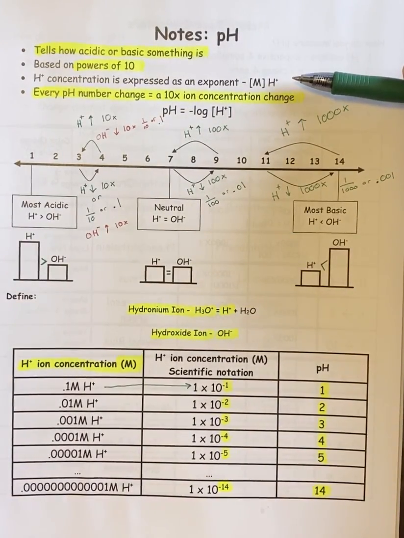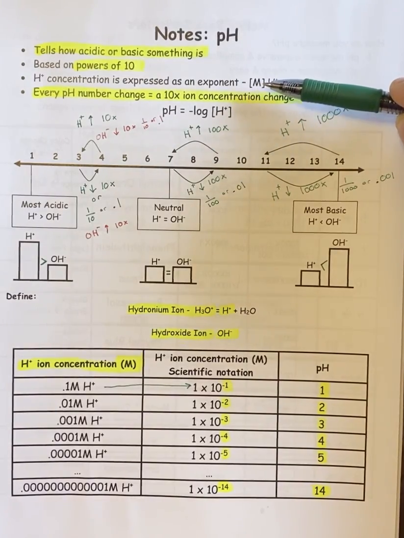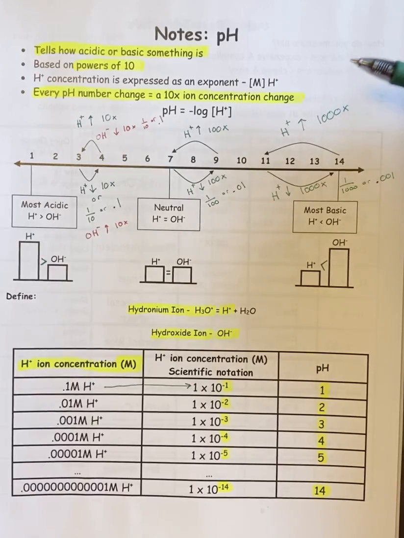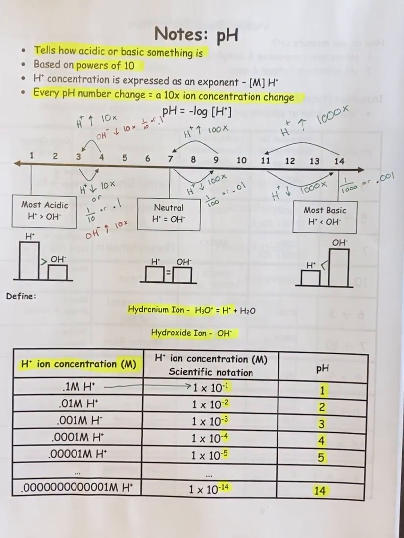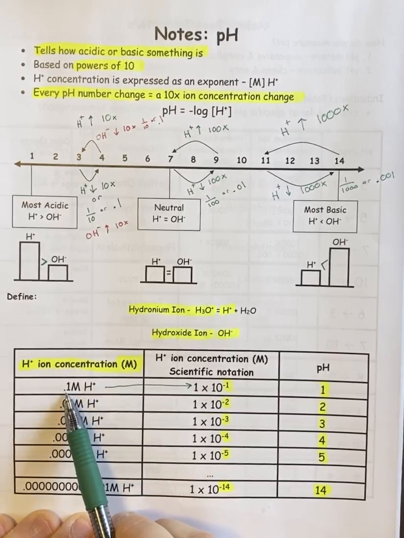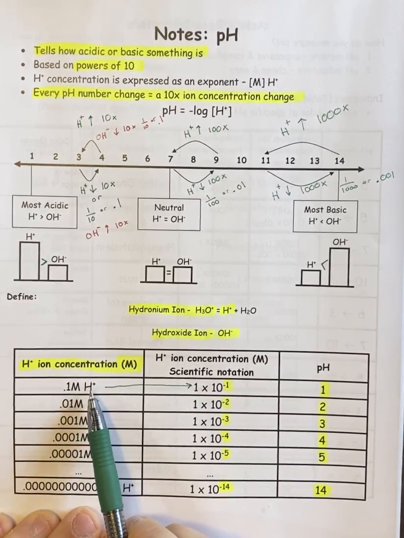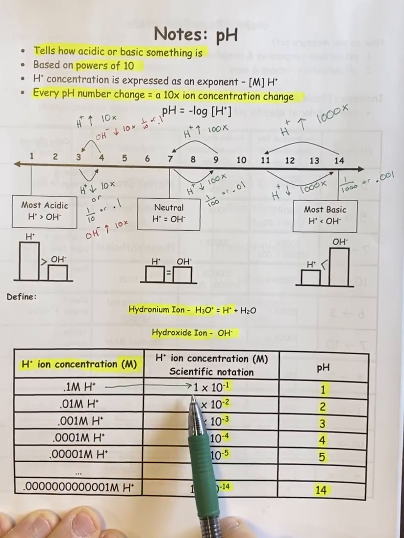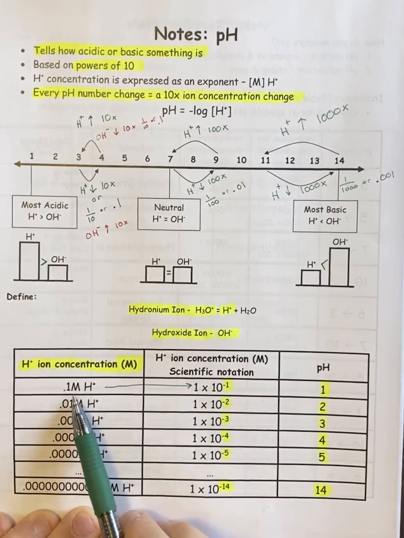I said that the H+ concentration is also represented as the negative log of the H+ concentration. I'm going to simplify this math dramatically for you. If we look down here, here's how it works. If we look at the H+ ion concentration, let's say it was 0.1. So this was my molarity of my hydrogen ions. So if I take this number and put it into scientific notation, I get this: 1 × 10⁻¹ molar H+.